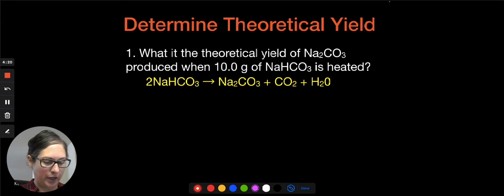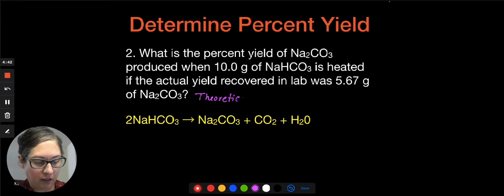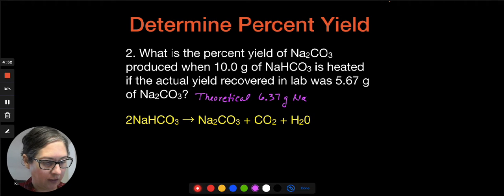So in the lab situation, we need a little more data. We need to know how much was recovered in the lab. We're starting with the same base, 10 grams of sodium hydrogen carbonate. And now we want to know if we actually only recovered 5.67 grams. Remember that the theoretical yield we calculated on the last slide was 6.37. And this one is the actual, or the experimental.